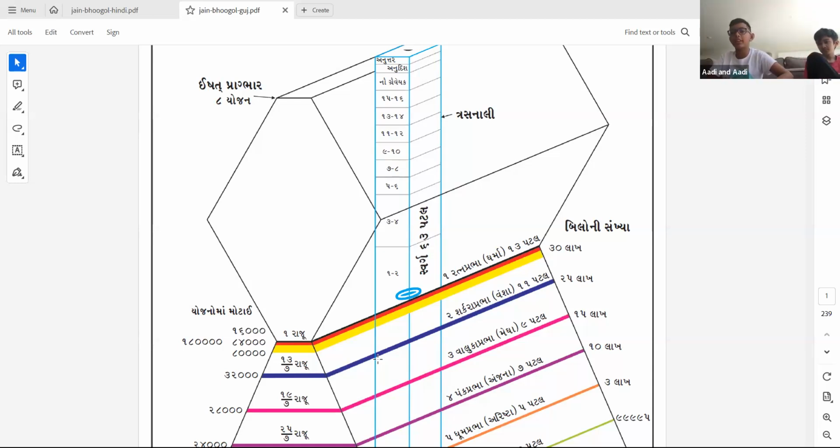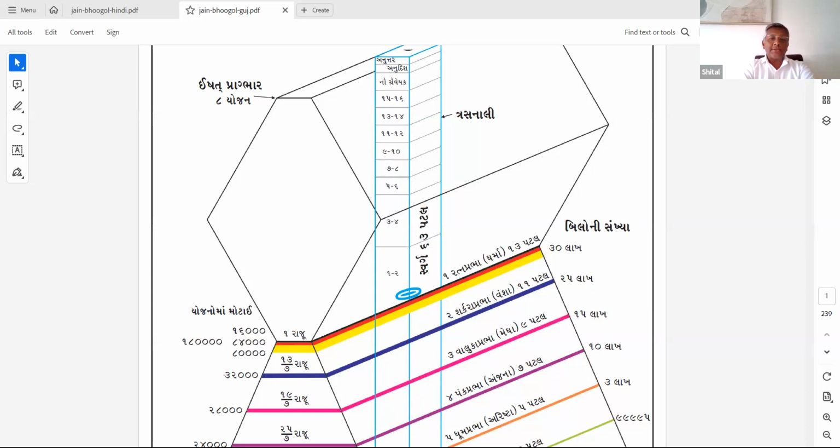Adi, you want to have a go? They live in all three. Very good. They live in all three because the Vaimanic devs live here. So Samyak Drashtis, those who have achieved Samyak Darshan, they only go to the Vaimanic Lok.